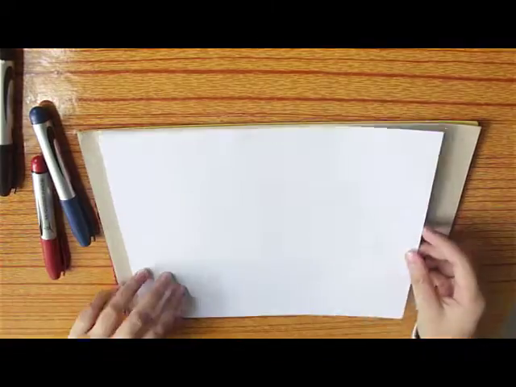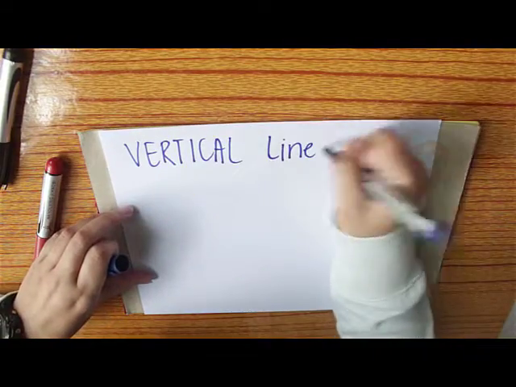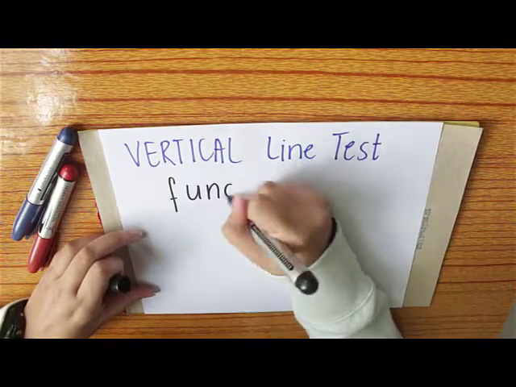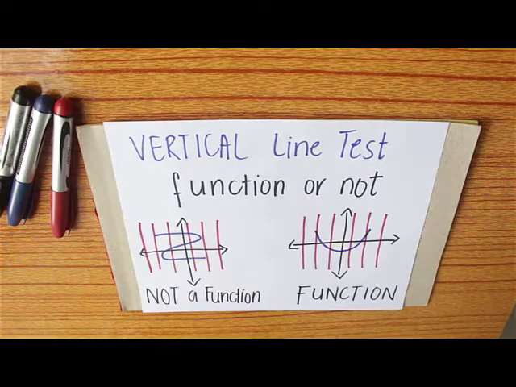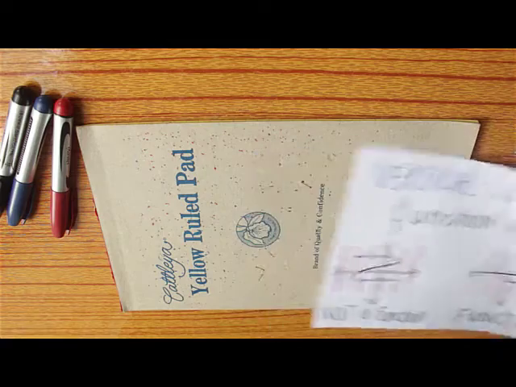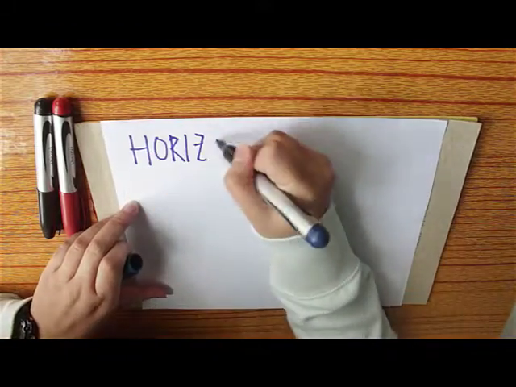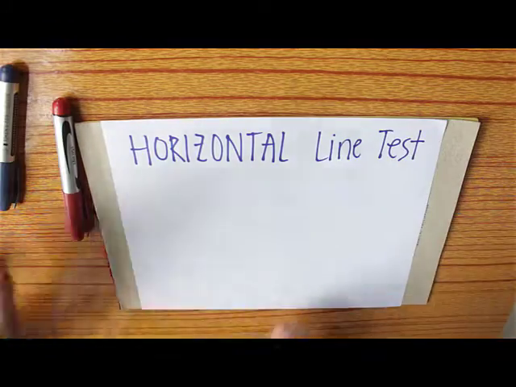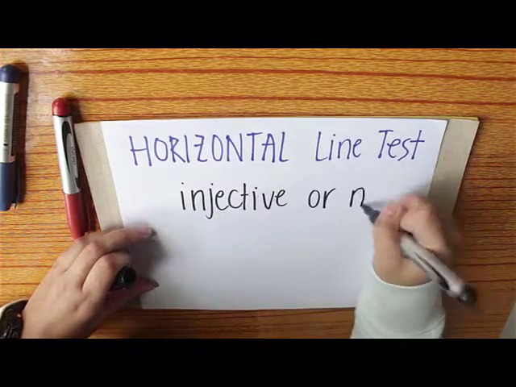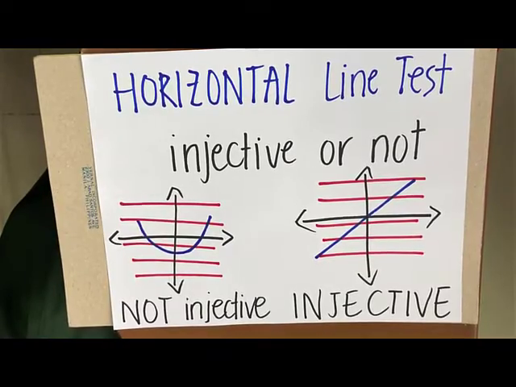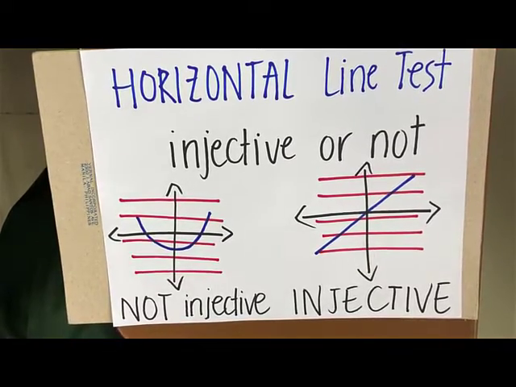The vertical line test determines whether a graph is a function or not. It is a function if there are no vertical lines that intersect the graph at more than one point. The horizontal line test determines whether a graph is injective. If a horizontal line intersects the graph more than once, then the function is not injective.